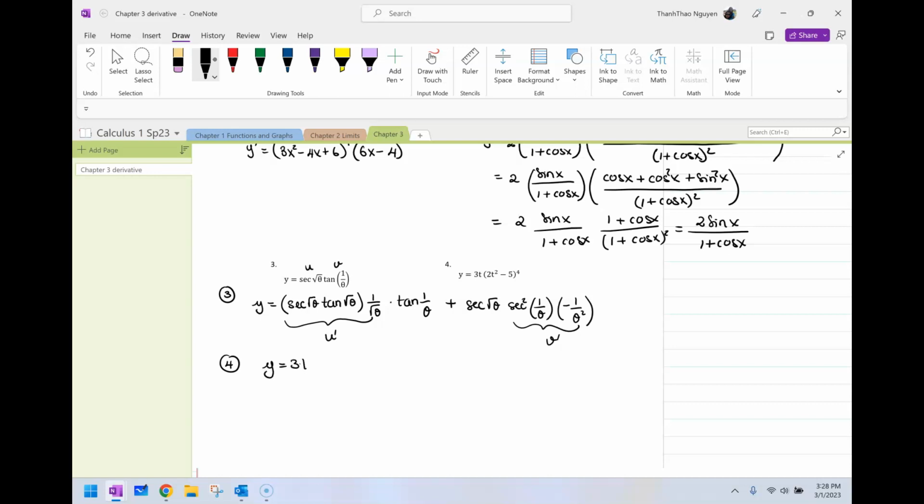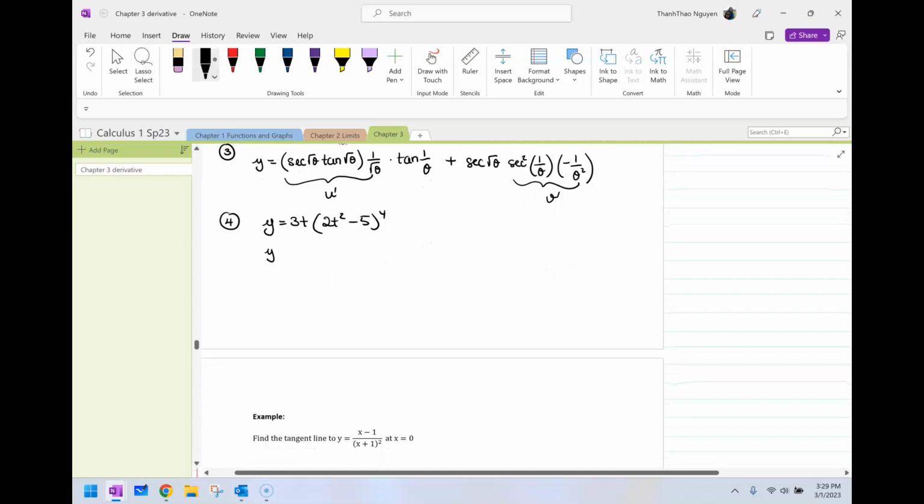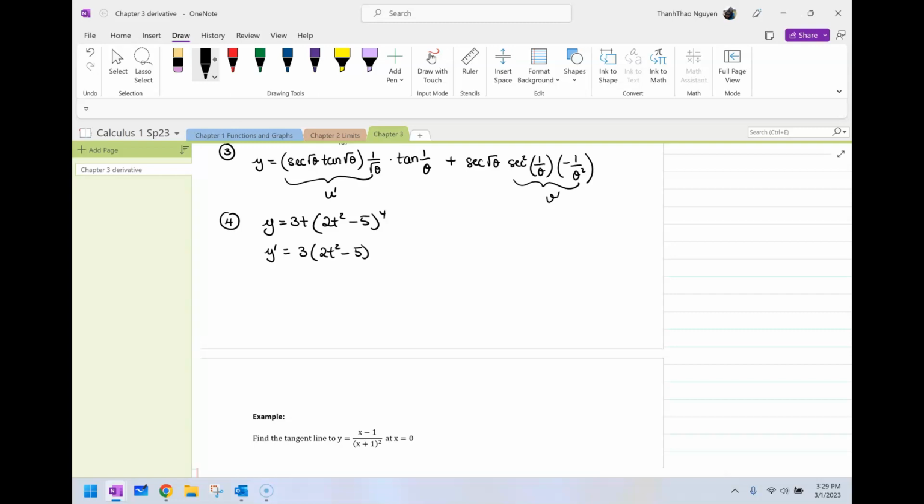y equals 3t times (2t squared minus 5) to the 4th. So y prime equals 3 times (2t squared minus 5) to the 4th plus 3t times 4 times (2t squared minus 5) to the 3rd times 4t. So this is 3 times (2t squared minus 5) to the 4th plus 48t times (2t squared minus 5) to the 3rd.